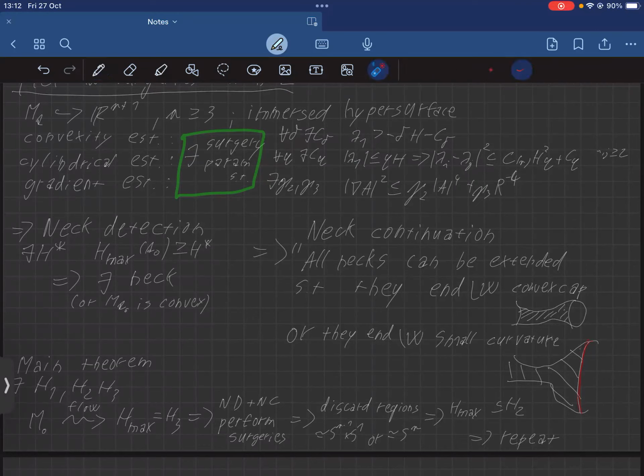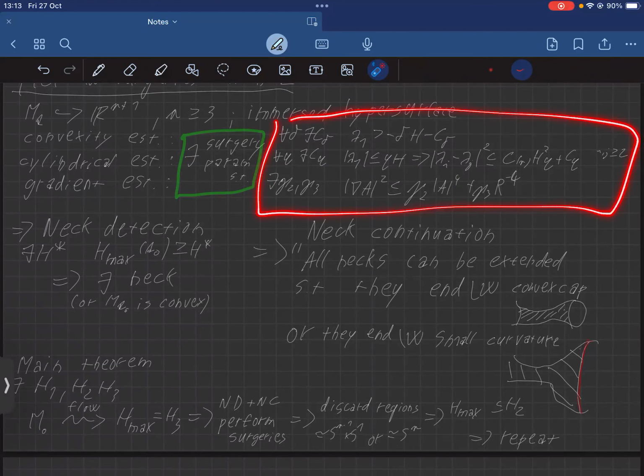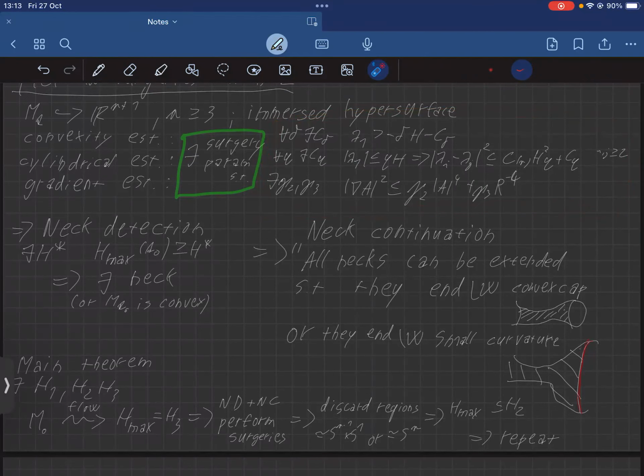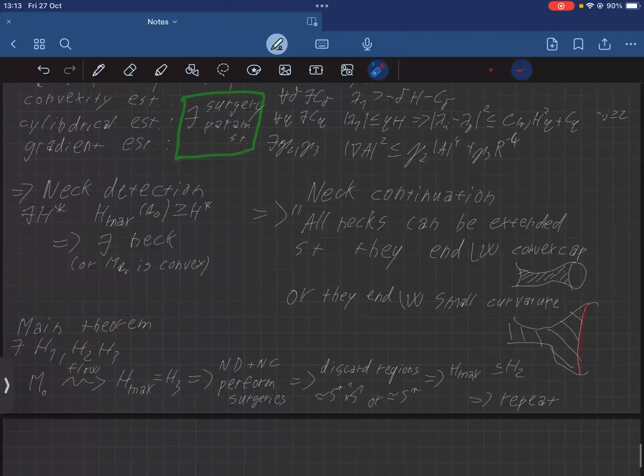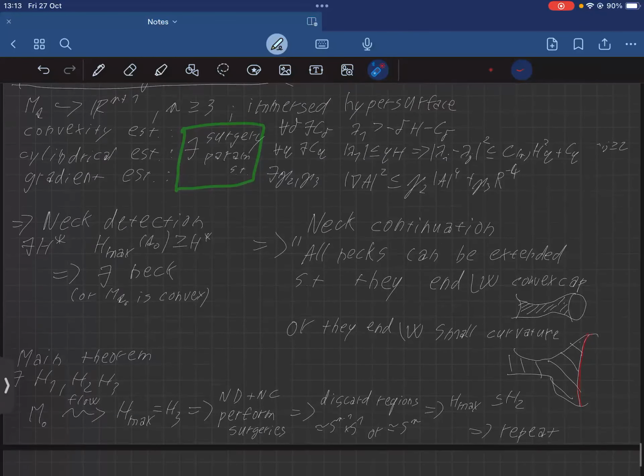So just maybe go through it once again. We need some a priori estimates, which are right here. And they are a bit better than the a priori estimates for mean curvature. We actually need that there are surgery parameters, such that under these surgery parameters, these estimates are preserved. We prove some neck detection, neck continuation, and with these two theorems, our main theorem works, roughly speaking.